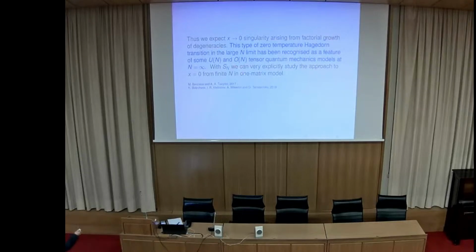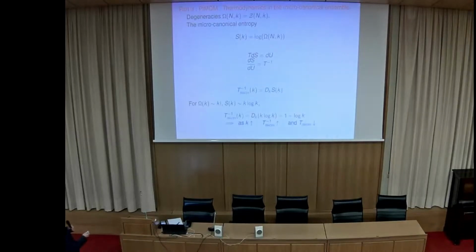This was called a zero temperature Hagedorn transition, and it was observed in the context of tensor models. It was recognized that very high growth and very big degeneracies are associated with something like a zero temperature Hagedorn transition. Here we have explicit formulas for the finite n story, so we can approach that very explicitly. Now we can do this in the microcanonical ensemble.